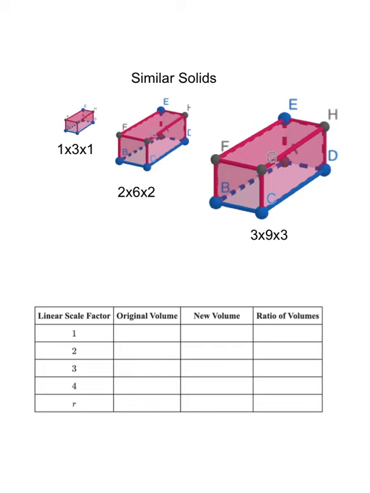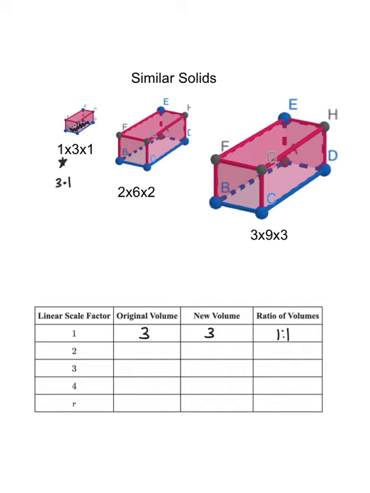The last thing we're going to investigate is how a solid's volume changes as the scale factor changes. So I'm going to investigate, this is my original one here. It is a 1x3 rectangle that is 1 unit tall. So the area of the base is 3 times the height gives me a volume of just 3. If I don't change it, my volume stays the same and the ratio would be 1:1.